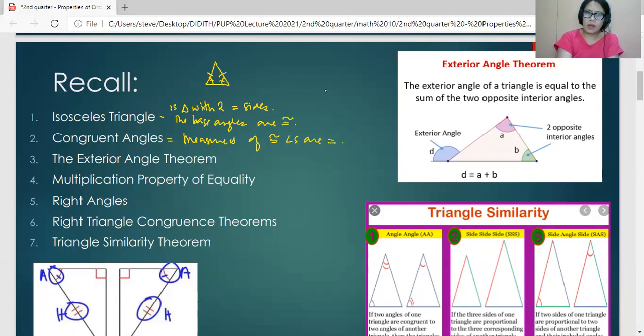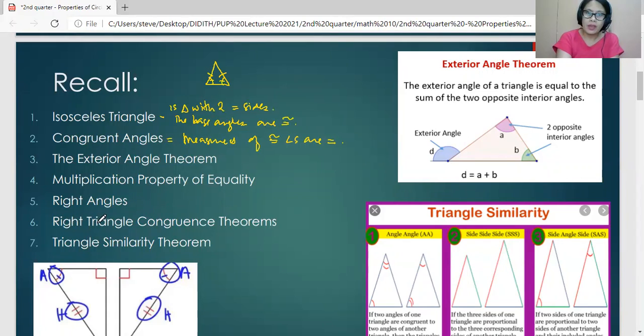Now, the exterior angle theorem explains that the exterior angle, for example, in this illustration, D equals the sum of the two remote interior angles, A and B. So that's the exterior angle theorem.